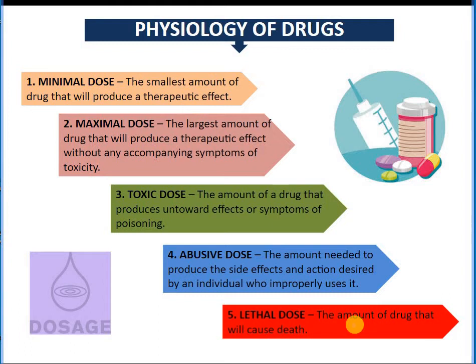Kapag ang ginawa mo, uminom ka ng 2 beses ng kape sa isang araw, that is minimal dose. Okay? After that, pag naman ang ginawa mo ay uminom ka ng 3 beses ng kape sa isang araw, that is a maximal dose. Paano nagiging toxic dose? For example, kasi ang nangyayari kasi sa atin, tumataas yung tinatawag nating tolerance.